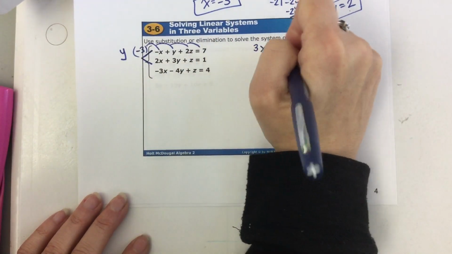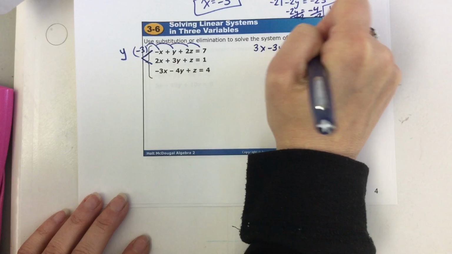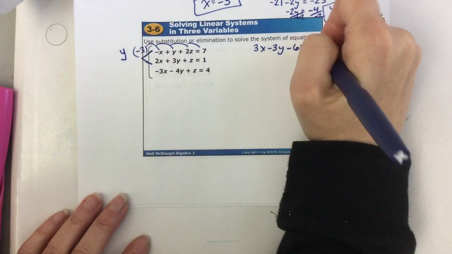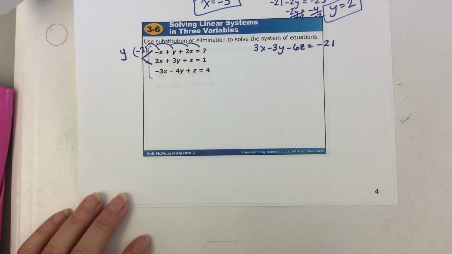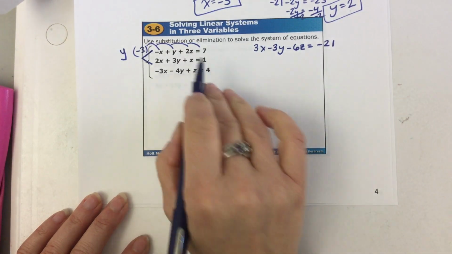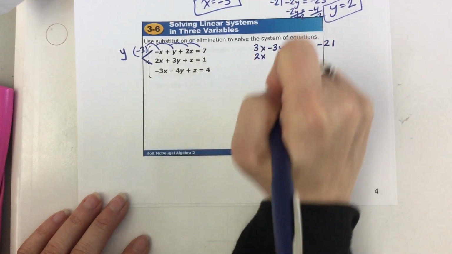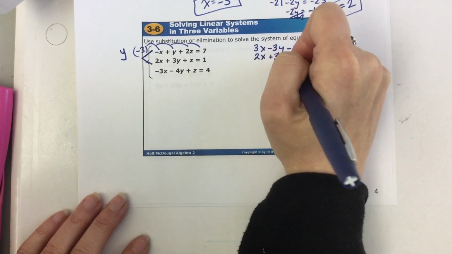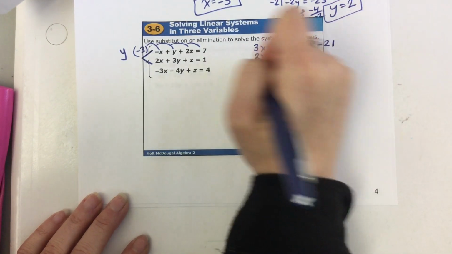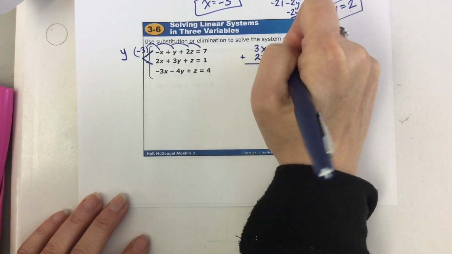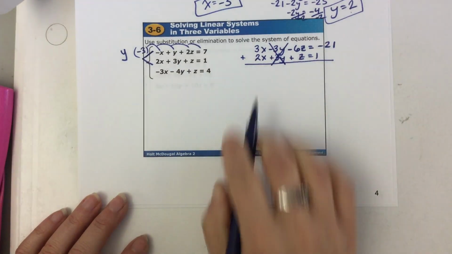Negative 3 times 2z is negative 6z. Negative 3 times 7 is negative 21. Keep the second one the same because I'm trying to cancel the y, and I would have opposites if I keep it: 2x plus 3y plus z equals 1.